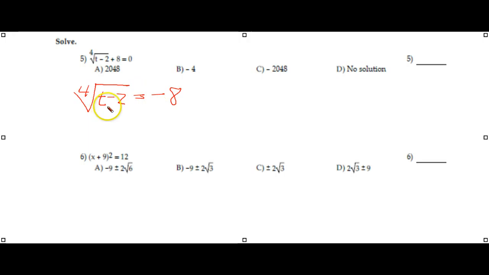Now, for this one, that you've isolated the radical, and that's an even root, are we allowed to have the radical of an even root equal to a negative number? And the answer is no. So this cannot be true. So for this one, there is no solution.